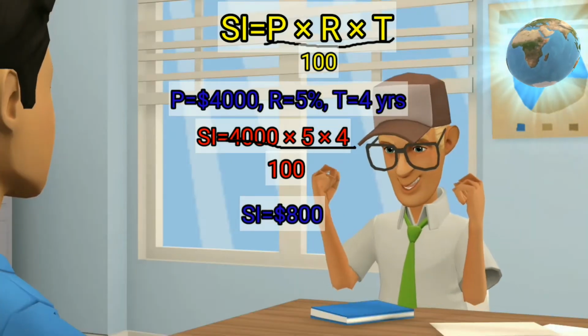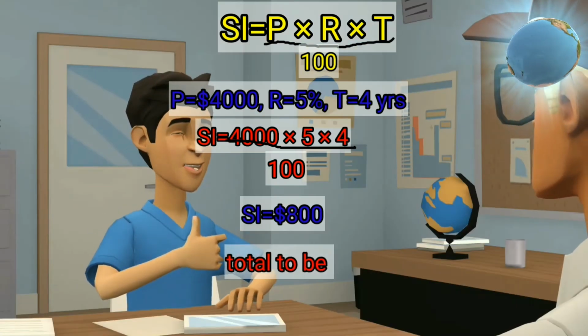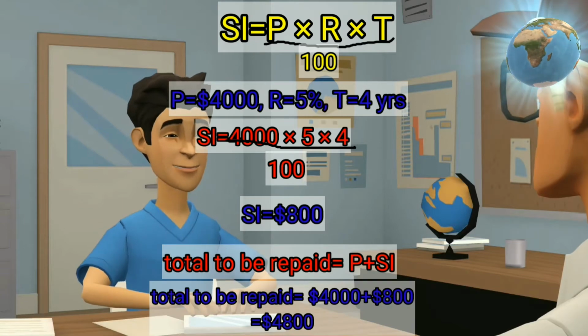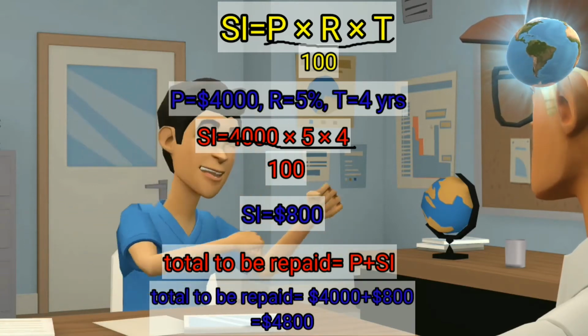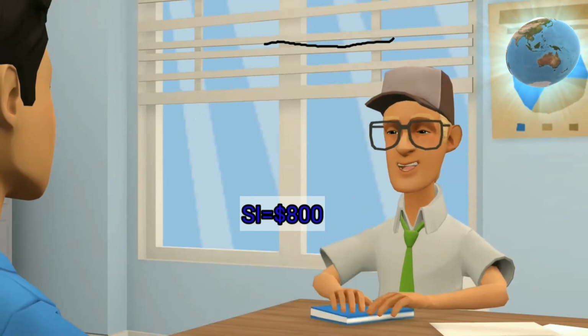What if I ask you, what is the total to be repaid? That is the principal added to the interest. $4,000 plus $800. The total is $4,800. Excellent. Now let's try compound interest.